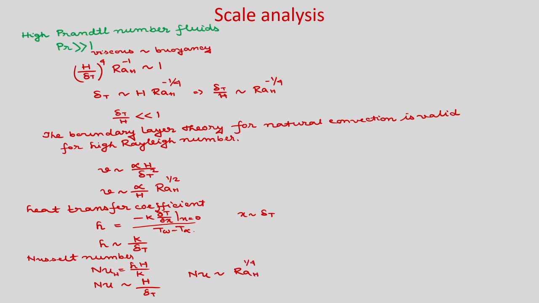So, you can see from the scale analysis we have found the scale for delta t, the thermal boundary layer thickness, your velocity v, heat transfer coefficient and Nusselt number. So, you can see Nusselt number is of the order of Ra_h to the power 1 by 4. Later, when we do the analytical solution for the boundary layer equations for natural convection, you will find that Nusselt number will be of the order of Rayleigh number to the power 1 by 4.